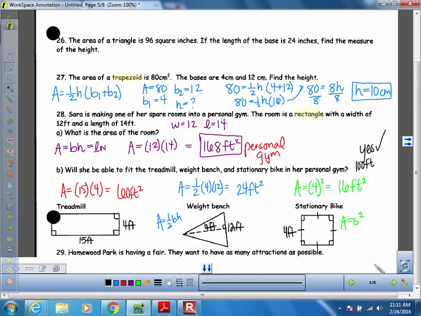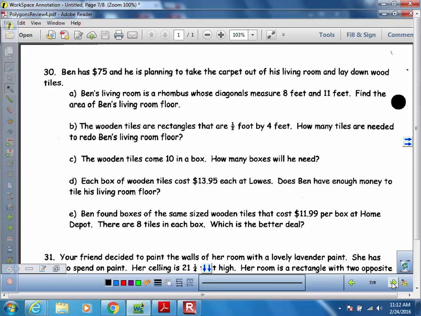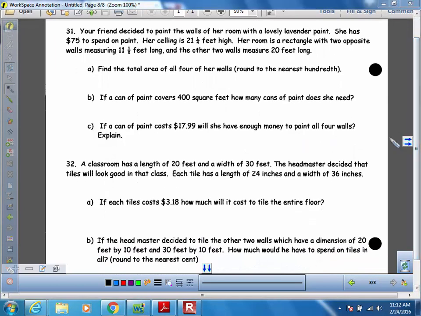Okay, let's try another one of those. Let's look at 31. So for 31, it says your friend decided to paint the walls of her room with a lovely lavender paint. She has $75 to spend on paint. Her ceiling is 21 1/4 feet high. Her room is a rectangle with two opposite walls measuring 11 1/2 feet and the other two walls measuring 20 feet. The first thing they want us to do is find the total area of all 4 of her walls and round to the nearest hundredth.